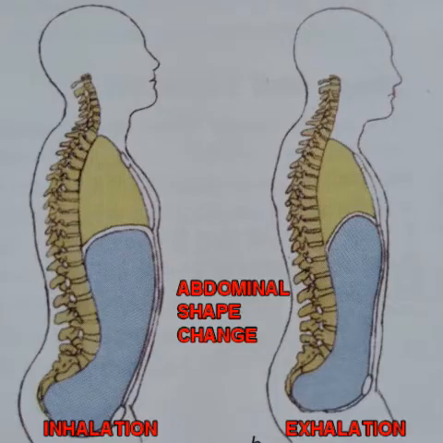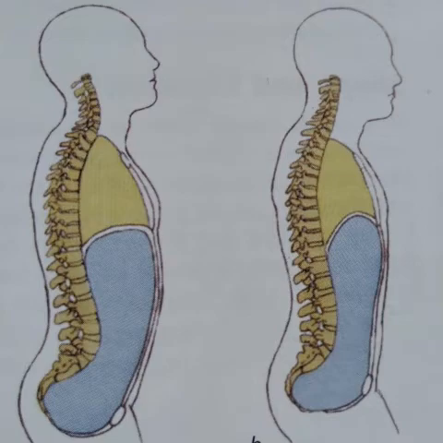Thoracic shape change is linked to abdominal shape change. You can also say that the abdominal cavity also changes shape three-dimensionally. It can be squeezed from top to bottom, from side to side, from front to back.